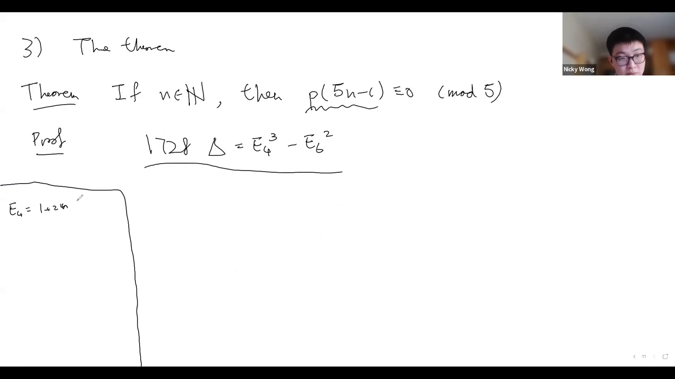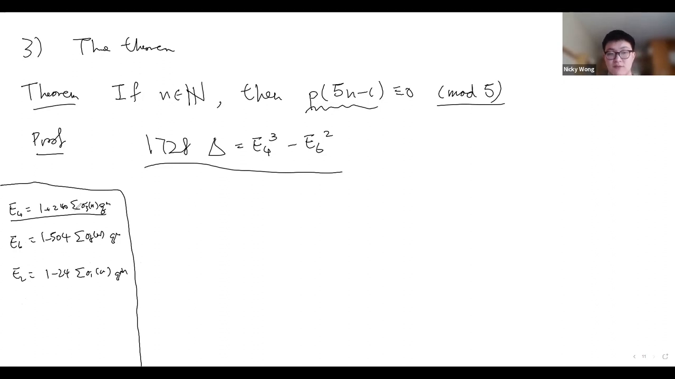So E4 is 240, and I'm not going to write the things in the sum here. And finally, E2 is 1 minus 24. All right, so we're going to consider things mod 5. So what is happening in E4? We've got 240 here. That's divisible by 5. If we take a look at the Q expansion, this is sigma 3 of n, and sigma 3 of n is a sum of integers. So the whole thing here is a bunch of integers divisible by 5.